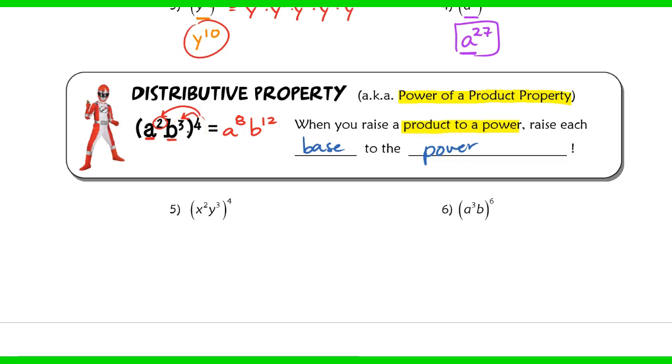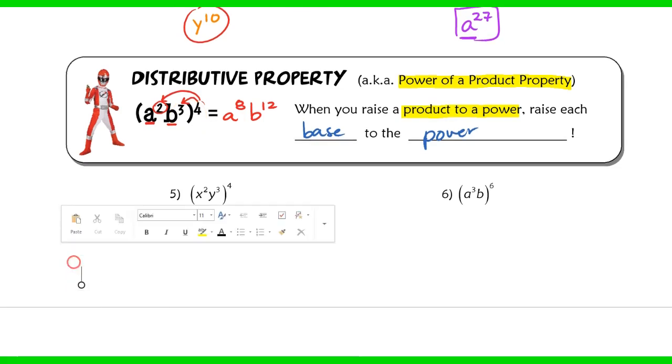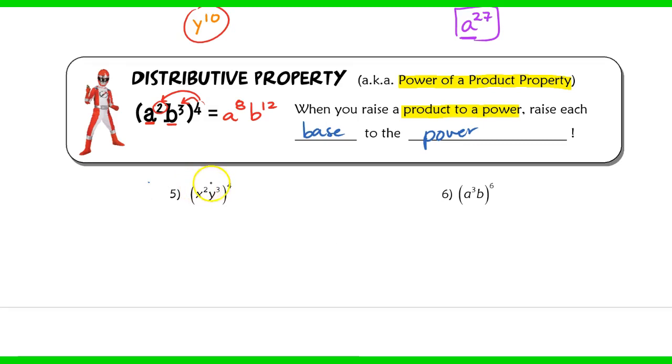So let's do some example problems to finish it off. So we've got number 5 here. It says x squared y cubed all raised to the 4th power. So I'm going to distribute that 4 here to both bases, right? We've got two different bases, x and y. That gives me x to the 8th power. Just multiply 2 times 4. And 3 times 4 gives me y to the 12th power. So x to the 8th, y to the 12th.